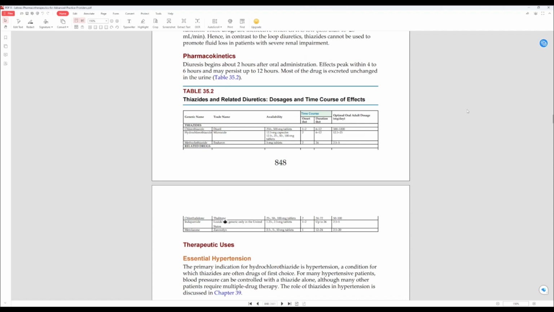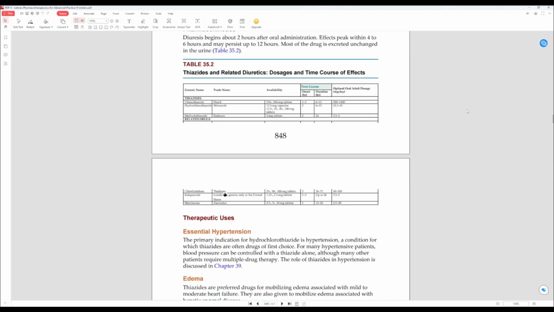Its pharmacokinetics. Diuresis generally begins about 2 hours after oral administration. Its effects peak within 4 to 6 hours and may persist up to 12 hours. Most of the drug is excreted unchanged in urine. Again, here's a good spot to hit pause so that you can see the different thiazides and their related diuretics. You can see their dosages and time course of effects.